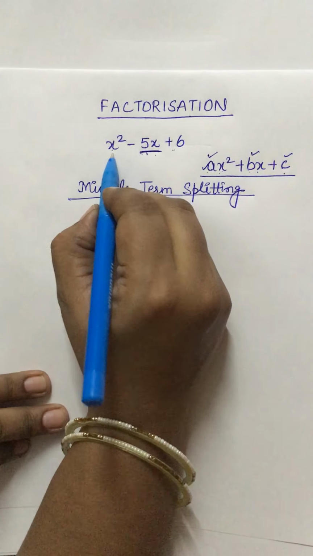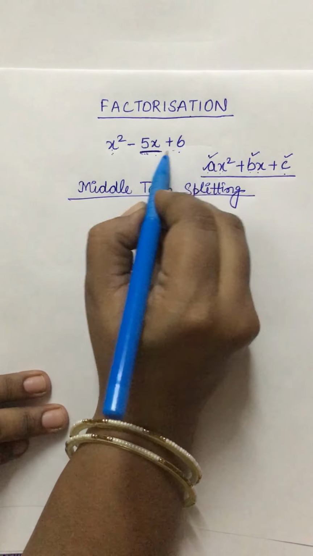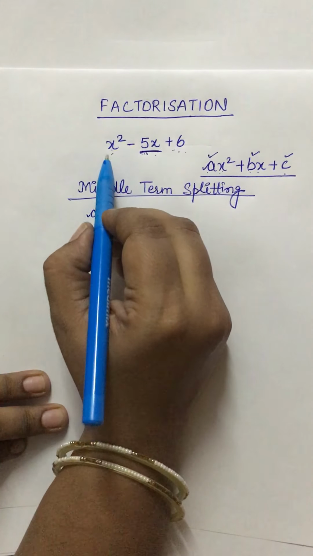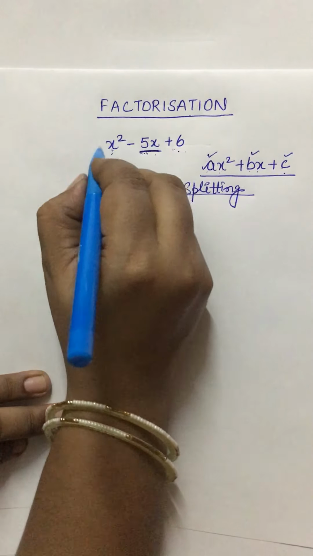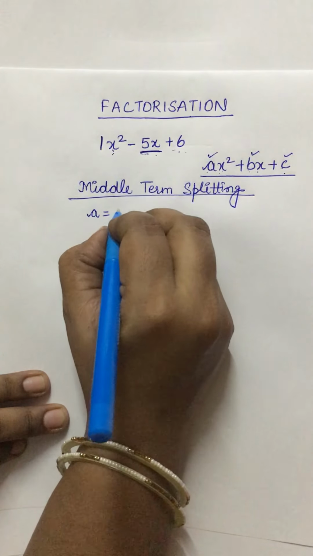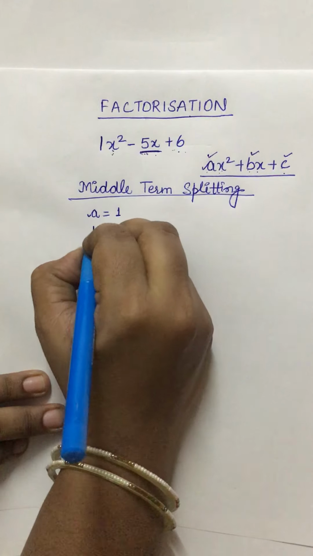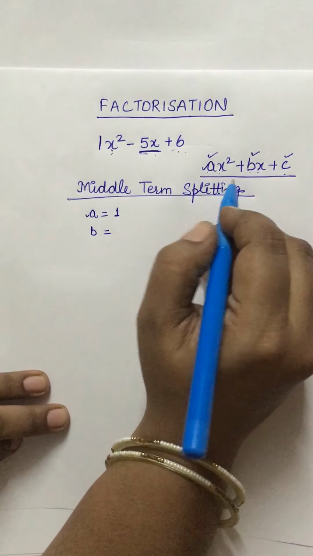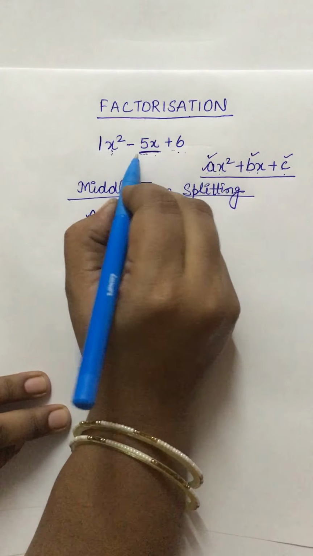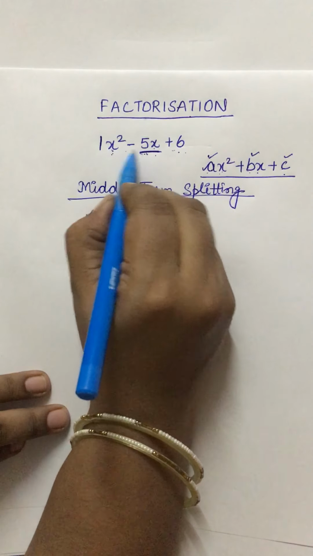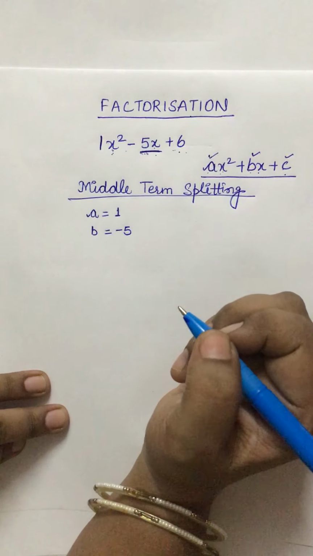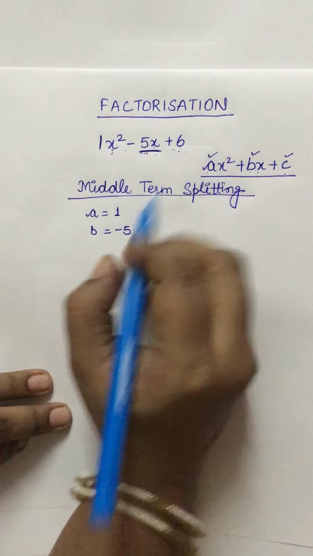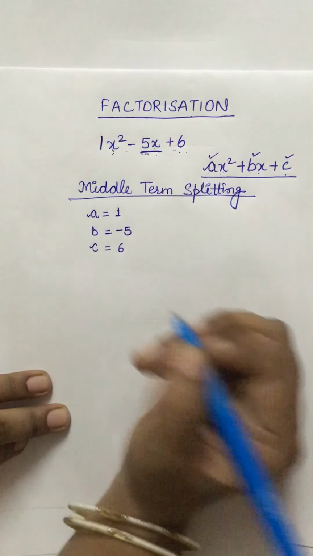Now in x square minus 5x plus 6, in this polynomial, the value of a is, what is the coefficient of x square here? There is no number, so it means there is a 1 here. So the value of a is 1. The value of b is, b means the coefficient of x. Remember, we have to keep the sign also along with it. So with x, the coefficient is minus 5. So here b comes out to be minus 5. And what is the constant term here? Constant term is 6. So c is 6.